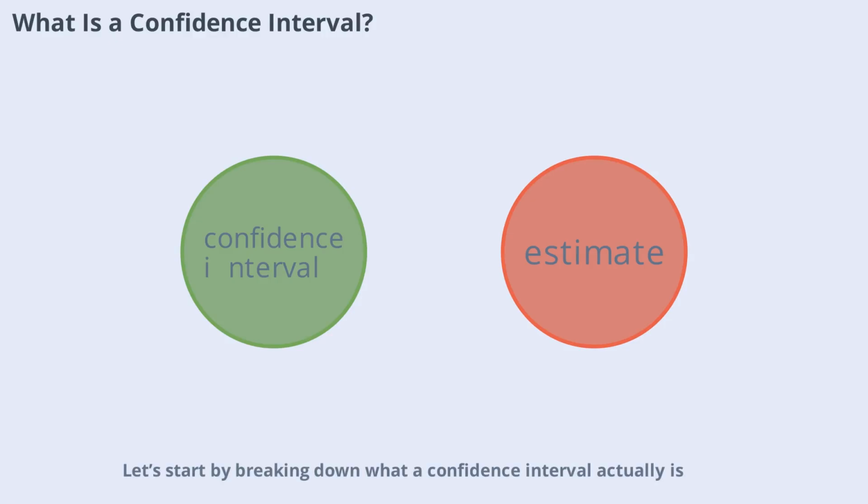Start by breaking down what a confidence interval actually is. Imagine you're trying to estimate the average height of all students in a school, but you can only measure a sample. A confidence interval gives you a range of values based on your sample that's likely to contain the true average height of all students.